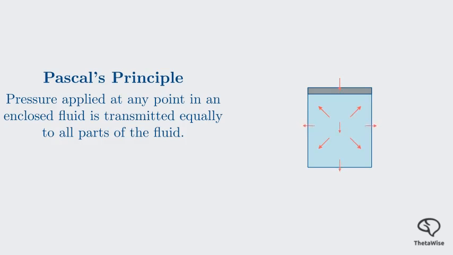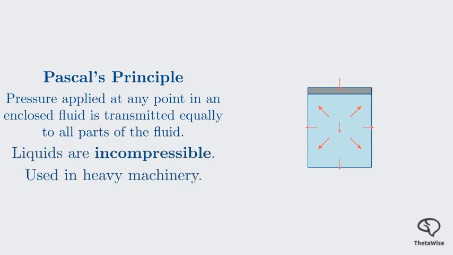Unlike a solid object, where a push mostly moves things in one direction, a liquid spreads that push out in every direction simultaneously. Because liquids are almost impossible to compress, they are perfect for moving energy from one place to another. This is the secret sauce behind how heavy machinery works.